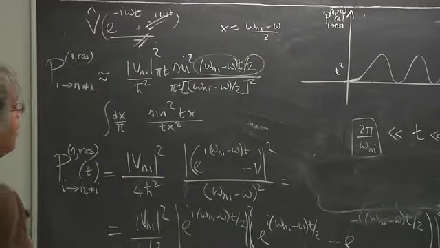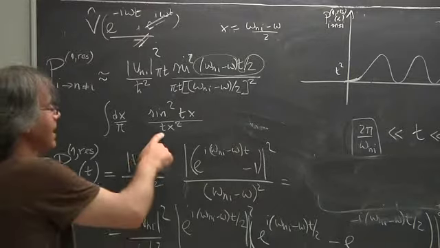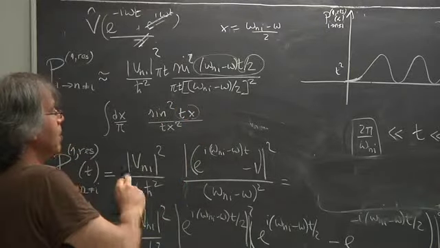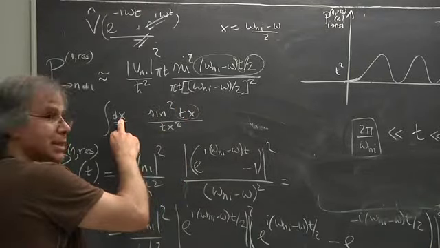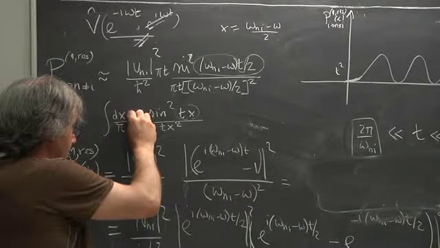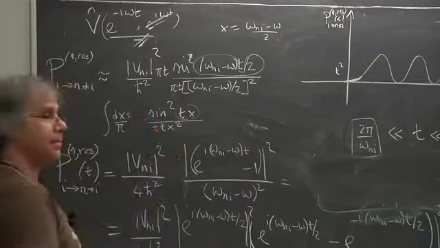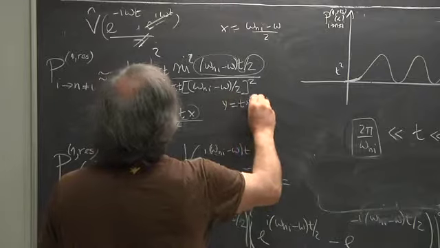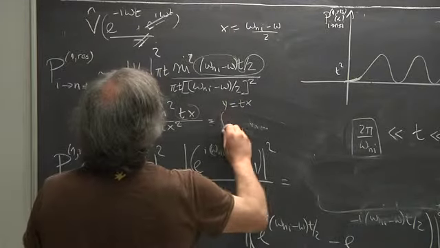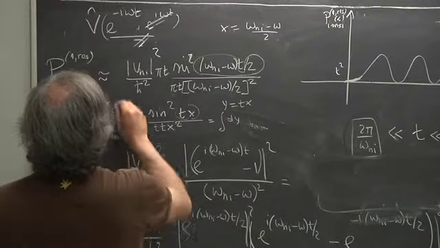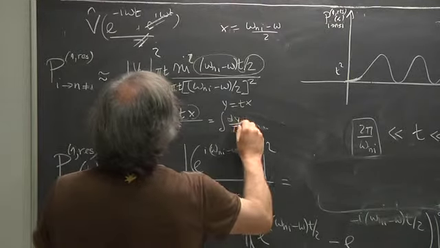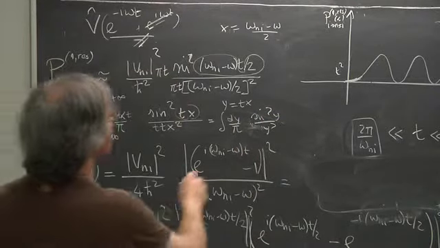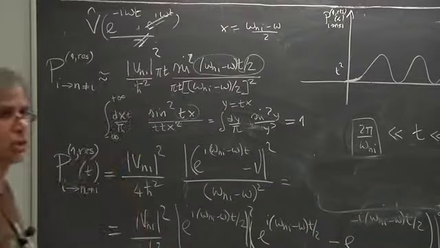Now, you immediately see that I can change variable and define tx as a new variable, but in order to compensate for this x there, I put a t and another t, and now everything is complete. In other words, now I call y = tx, and this becomes integral in dy, by the way, from minus infinity to plus infinity, over pi of sine square of y divided by y squared. Now this integral is 1. You can check it.